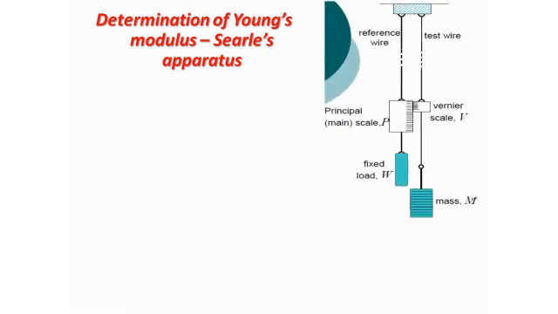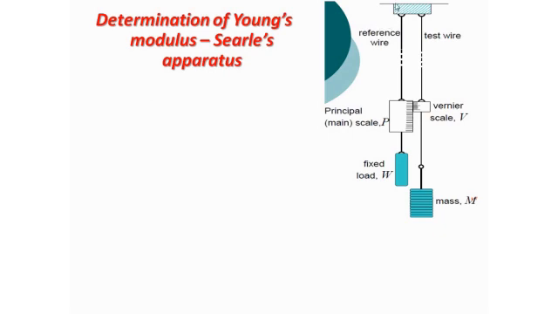Now you are using the term Young's modulus. So how are you going to determine the Young's modulus? It can be determined by using an apparatus known as the Searle's apparatus. So how does it look like? This is the Searle's apparatus.